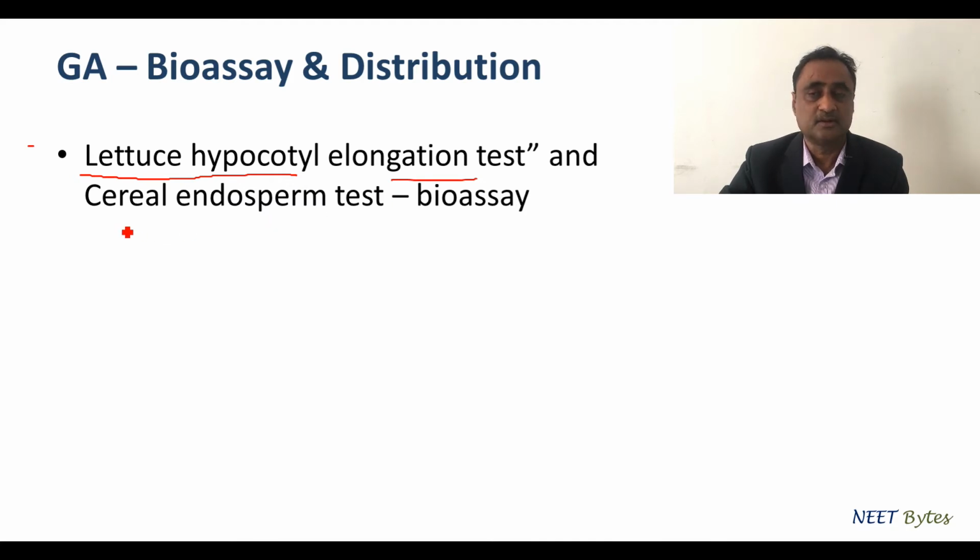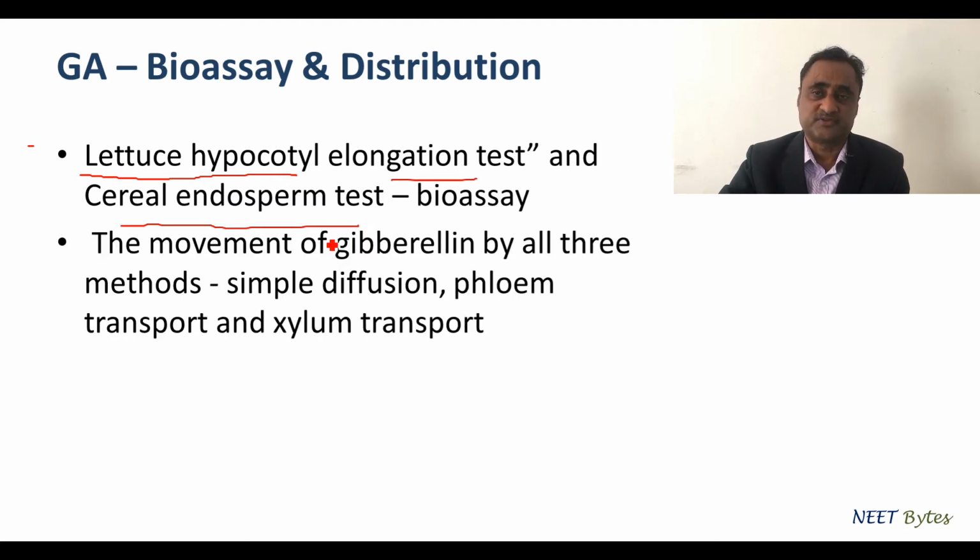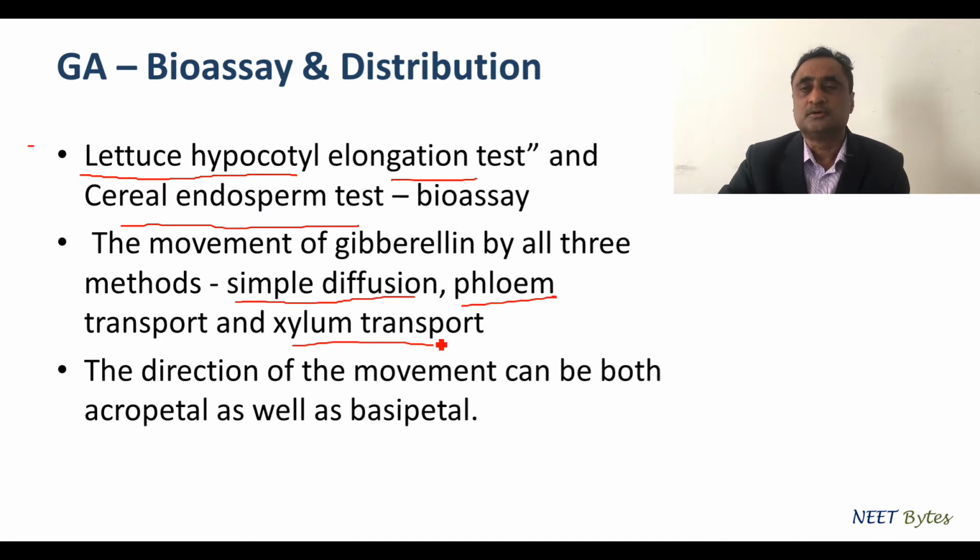Let's talk about the bioassay. One of the most common bioassays for gibberellic acid is the lettuce hypocotyl elongation test and the cereal endosperm test, okay? The movement of gibberellin occurs by all three methods: simple diffusion, phloem transport, and xylem transport. So the direction of movement can be both upward as well as downward, right?